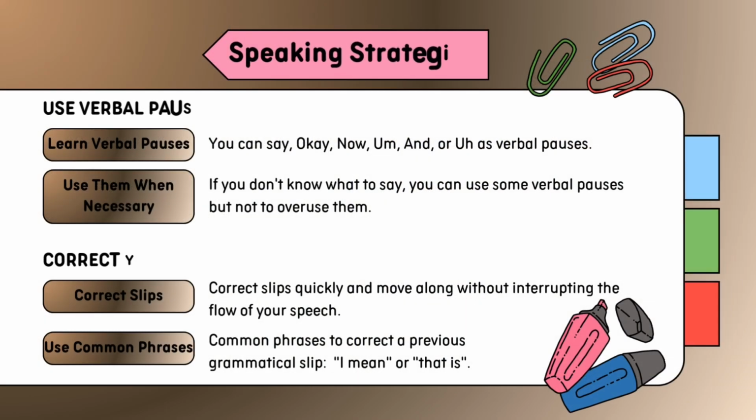The next speaking strategy is use verbal pauses. It's better to use verbal pauses instead of stopping and thinking silently. You can use some verbal pauses but do not overuse them. Otherwise, it can distract the listener and you won't have enough time to answer the question completely. Correct yourself. Always correct slips in content, grammar, and word choice quickly and move along without interrupting the flow of your speech. You can use some common phrases to correct a previous grammatical slip.